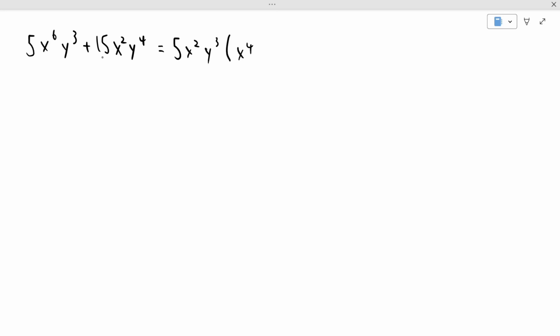And if we take a y cubed and divide that by y cubed, that's just a 1. So the first term is simply x to the fourth. And if we look at the second term, 15x squared y to the fourth, and divide that by 5x squared y cubed, well, 15 divided by 5 is just the coefficient 3, and x squared divided by x squared is just 1, so there's no x term in the second term in the parentheses. And if we take y to the fourth and divide that by y cubed, that's just a y. So the expression inside the parentheses is x to the fourth plus 3y, and this is our final answer.